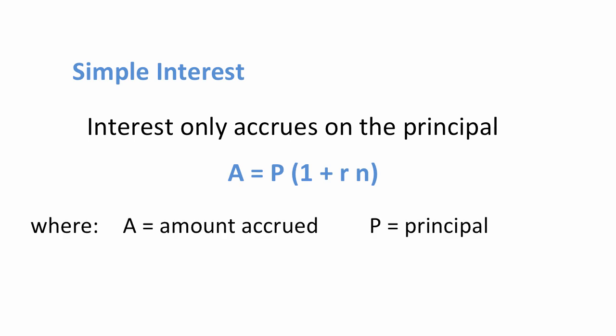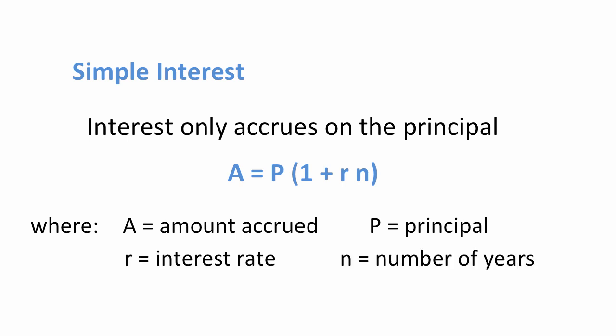A is the accrued amount, which is the answer that you're going to get after the time period in which you make the deposit. P is the initial deposit or investment, so that's your principal. R is the interest rate that you're going to be given, and N is the number of years.